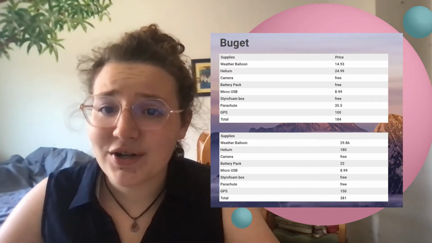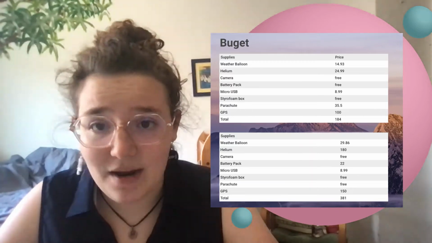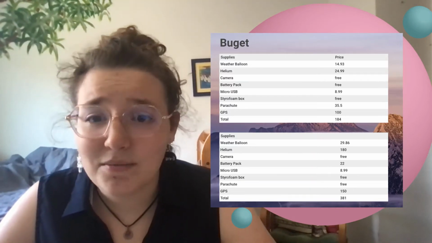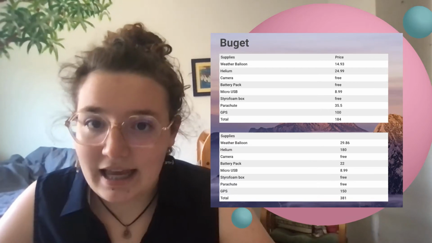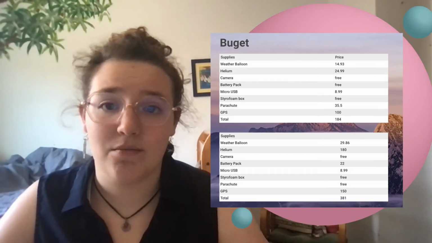I also underestimated the amount of helium that I would need. As helium is a limited resource, it's quite pricey and can be difficult to access. This caused major spending that broke my budget.